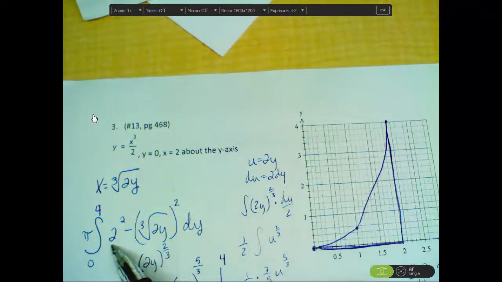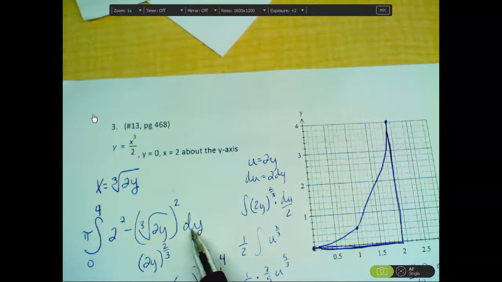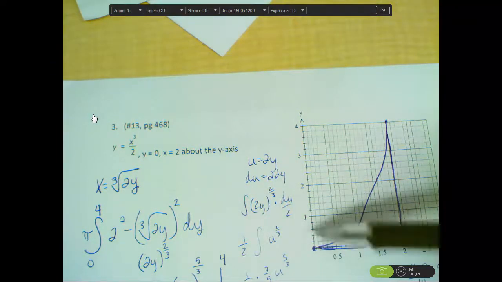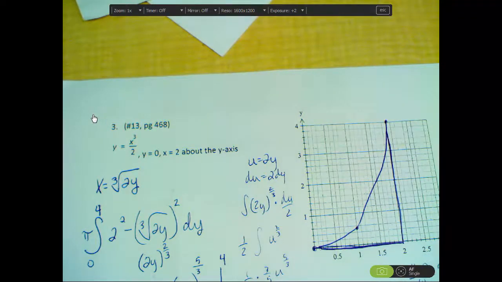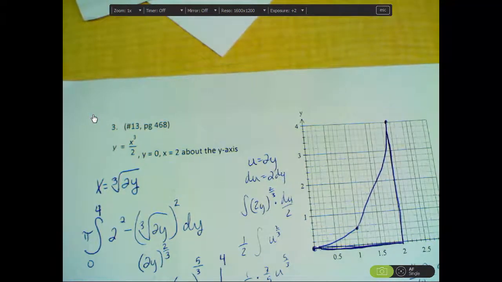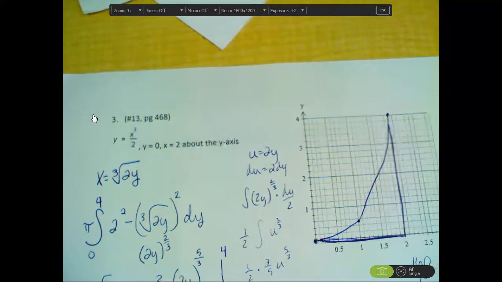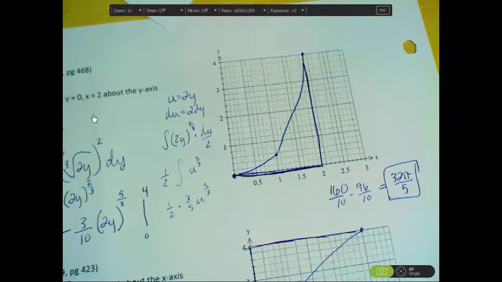So here we have pi r squared for the outside one minus r squared for the inside one, dy, because that's the height of each cylinder. Okay, and then you integrate that using u substitution, and hopefully you get an answer of 32 pi over 5.